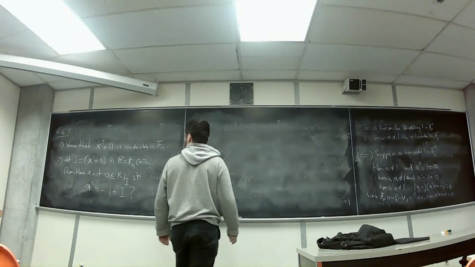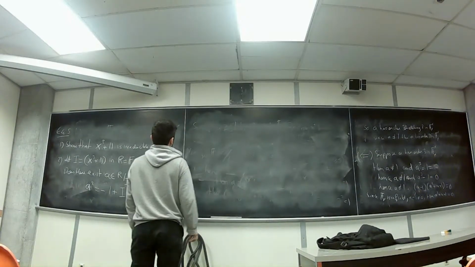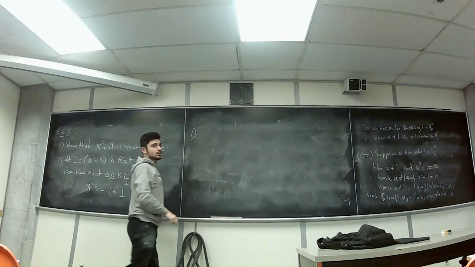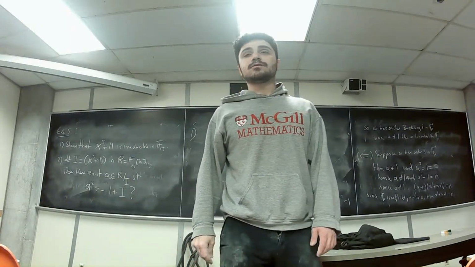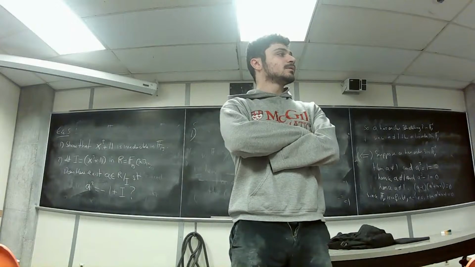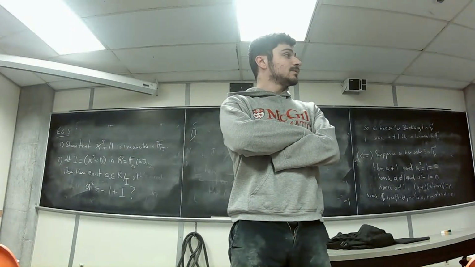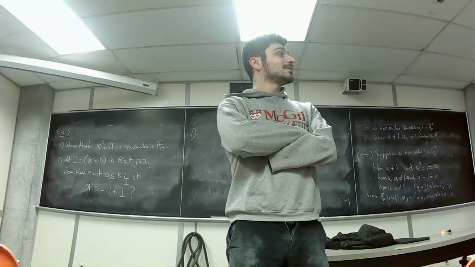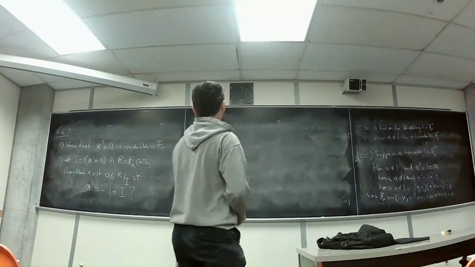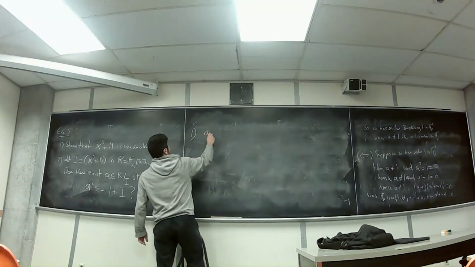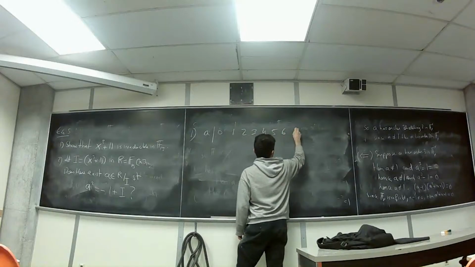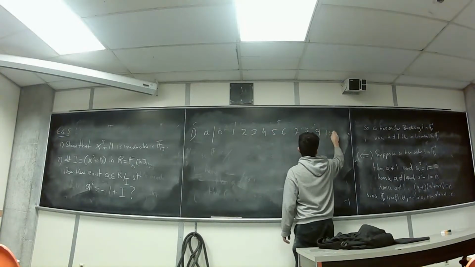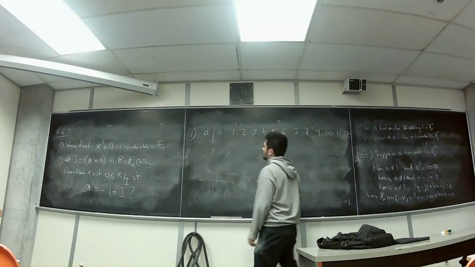Now, one. How do we show that x cubed plus 11 doesn't have any roots in F13? What do you suggest doing? Exactly. So what is a? a is 0, 1, 2, 3, 4, 5, 6, 7, 8, 9, 10, 11, 12. Okay, and what is a cubed?